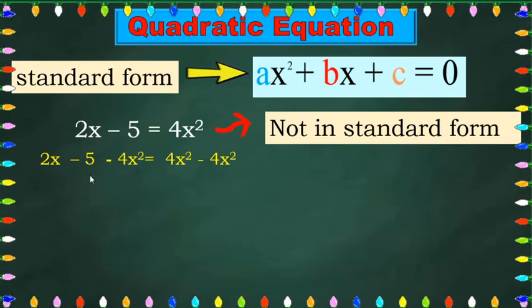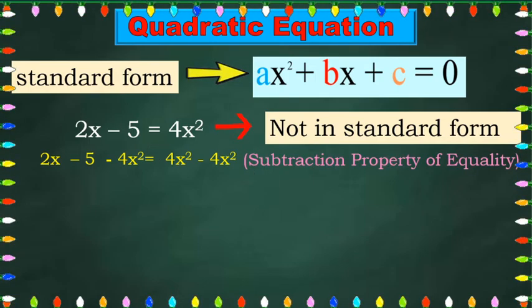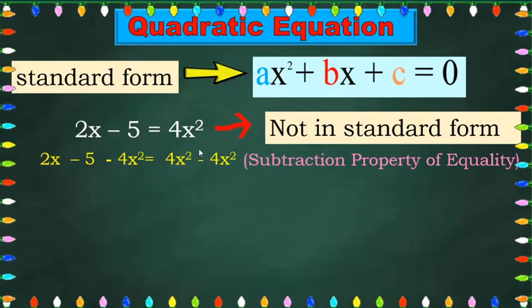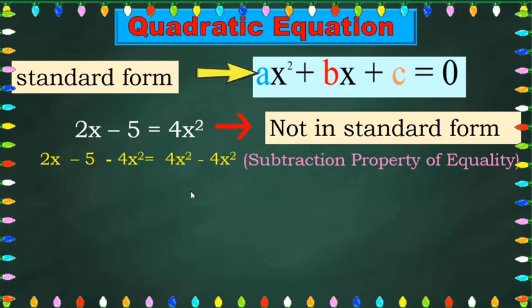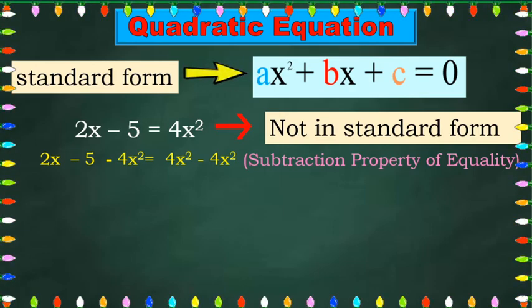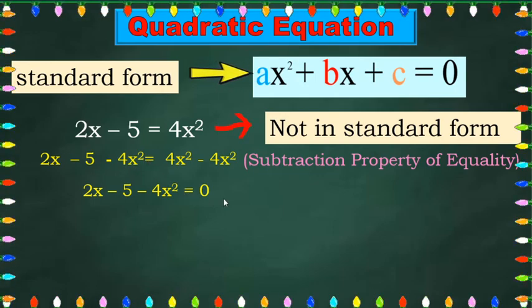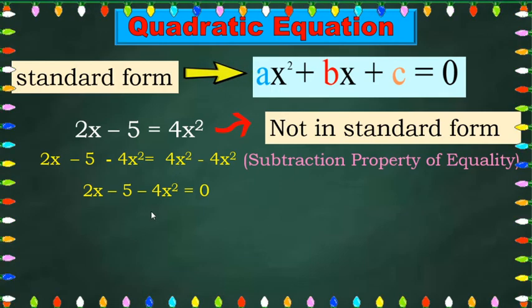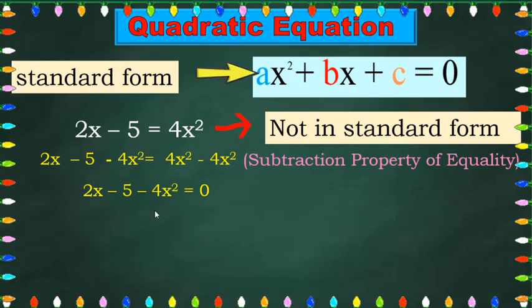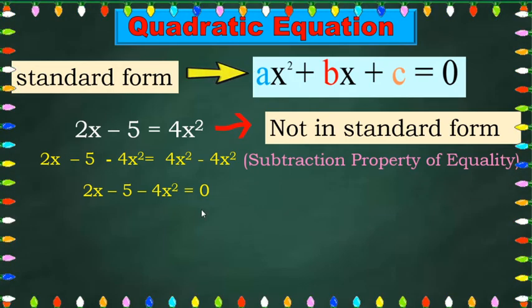As you can see, we write negative 4x squared on both sides. And we call that the subtraction property of equality. The purpose of writing negative 4x squared on both sides is to eliminate 4x squared, which is found on the right side. Then 4x squared minus 4x squared is now 0. Then 2x minus 5 minus 4x squared equals 0.